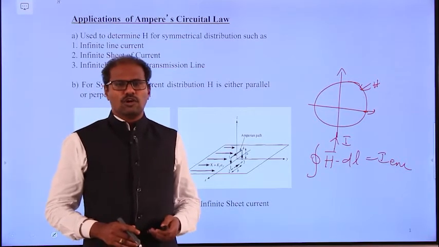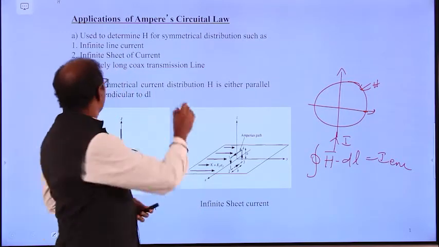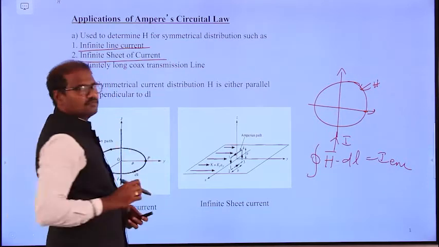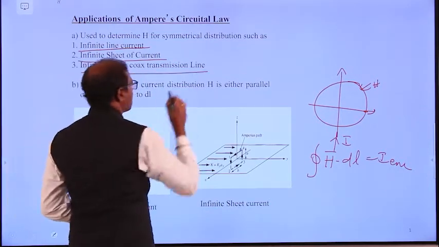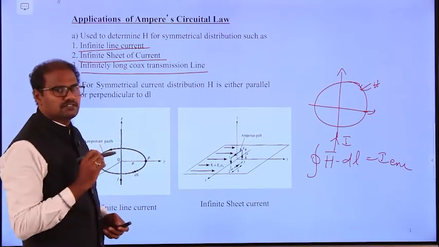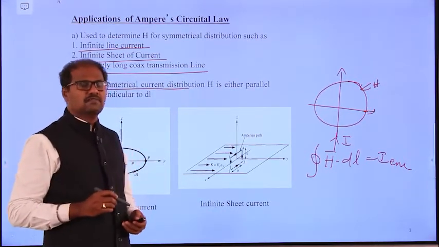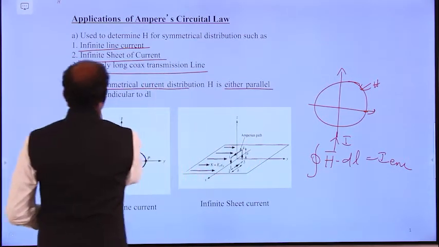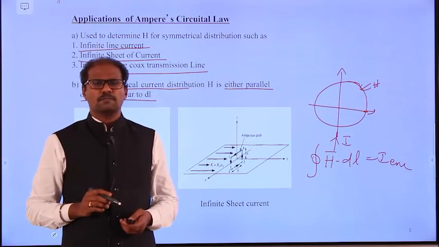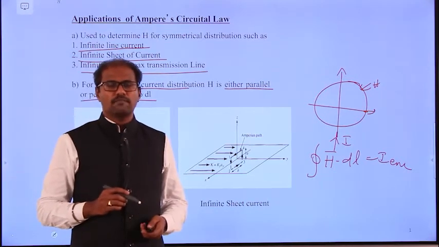Now we'll go to the application of Ampere circuit law. The main motto is to find the magnetic field intensity with the help of an infinite line current, an infinite sheet of current, and infinitely long coaxial transmission lines. So this should be a symmetrical orientation; we can call this symmetrical current distribution. The magnetic field intensity may be either parallel or perpendicular to the differential line element dl. That's the main motto for using Ampere circuit law.